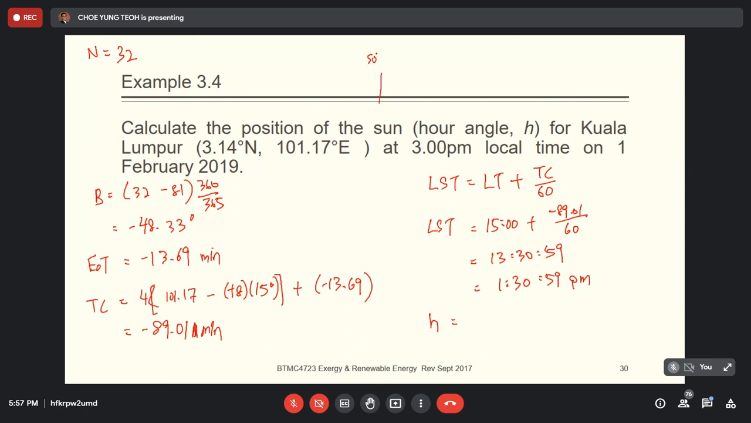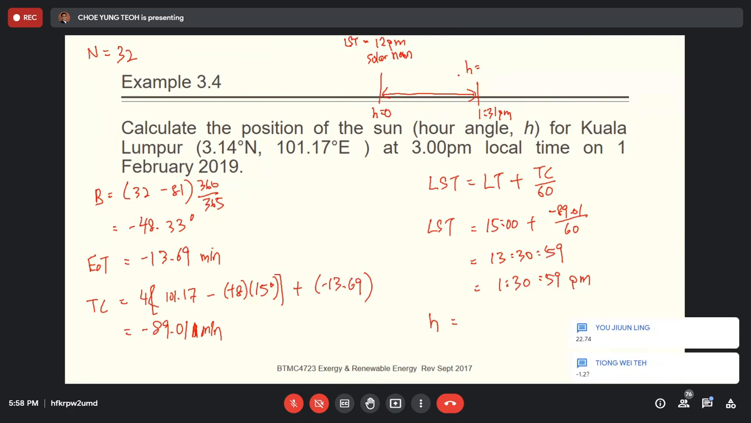Okay, let's say this line is solar noon, and solar noon is 12 p.m. local solar time. And now it is 1:31 p.m. So what is the hour angle? One hour is equivalent to 15 degrees. So 1 hour and 31 minutes from solar noon is how many degrees?